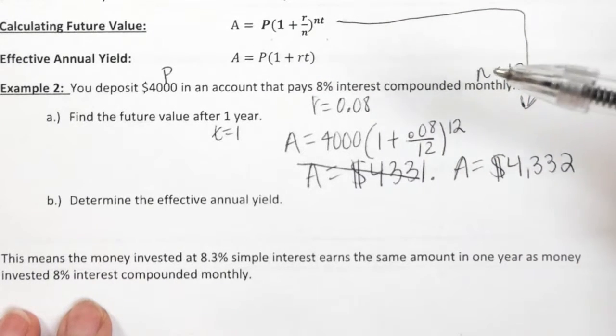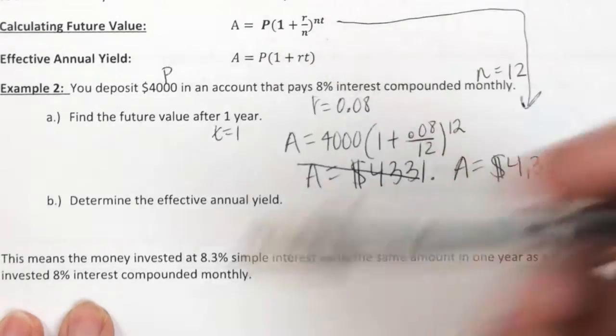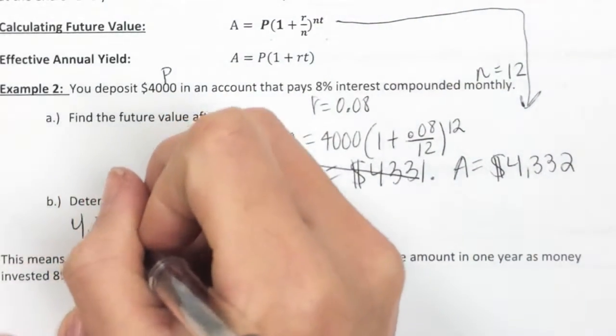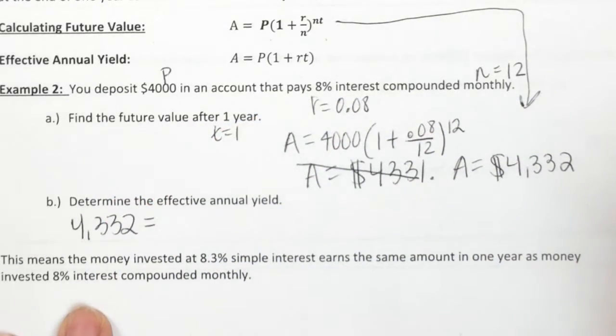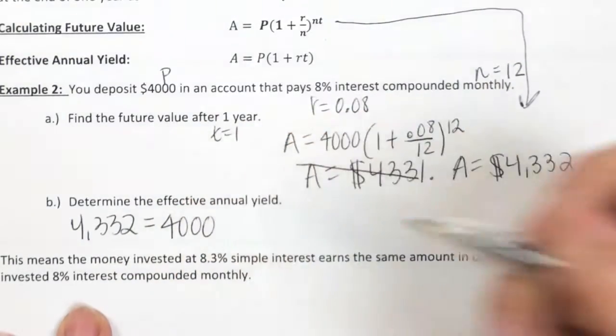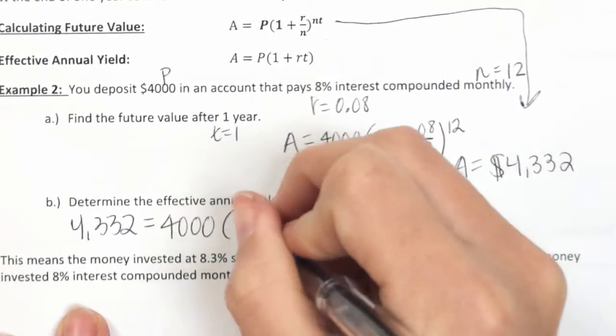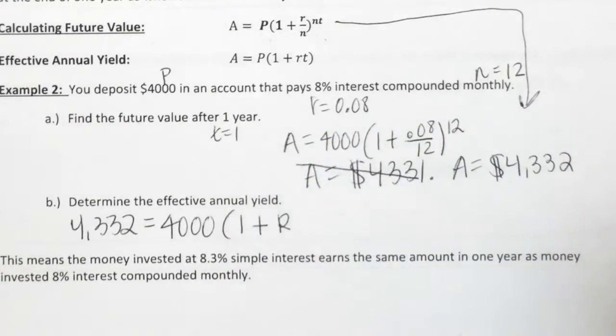Alright, so in this case, our A we have already found in part A. So for A in this case, we put $4,332 equals. Our P does not change. We still are depositing 4,000. 1 plus, and the R is what we're trying to find. We're trying to find the simple interest rate.